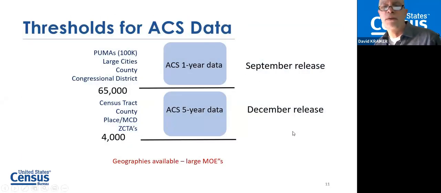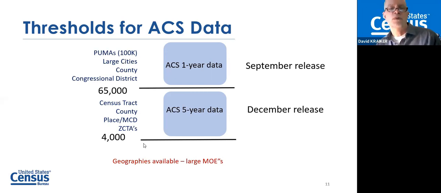But we do need to think about thresholds a little bit. And so when we are looking at data, searching for data here, we have to think about these populations. So 4,000, 65,000, actually 100,000. So what happens is anything under 4,000 people in an area, the data becomes weaker and weaker. And so you have what we call margins of error.